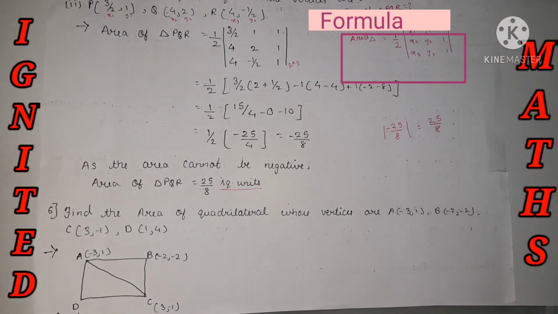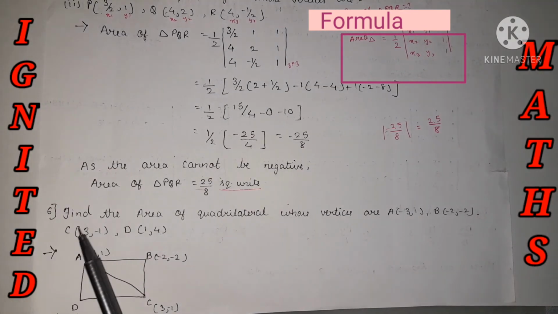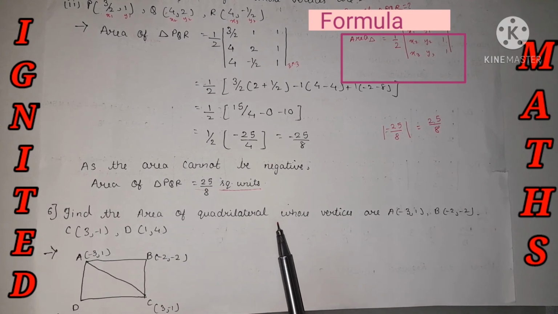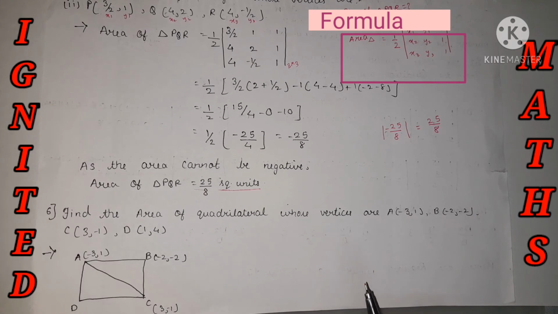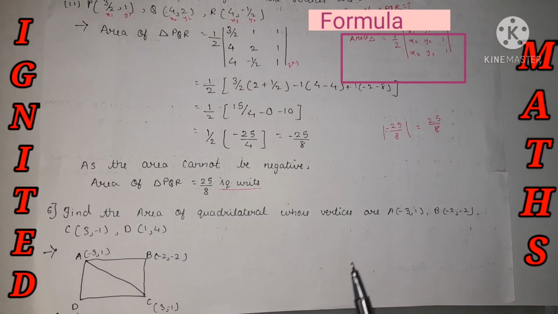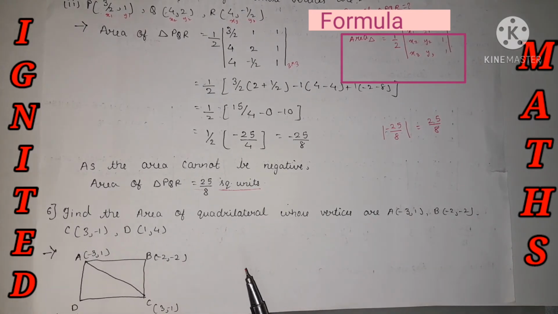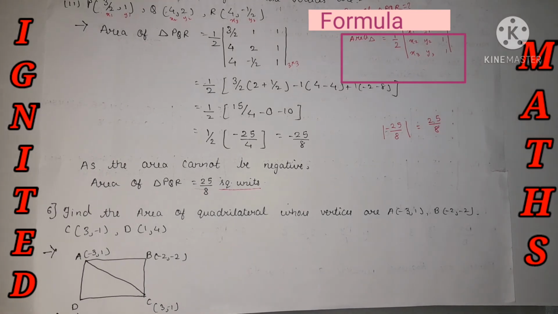The 6th main question asks to find the area of the quadrilateral whose vertices A, B, C, D are given. In a quadrilateral there are 4 vertices, given respectively, and we need to find the area of the quadrilateral. But in the application of the determinant, we found only the area of the triangle with the determinant, and we have not got the complete concept of the area of the quadrilateral.